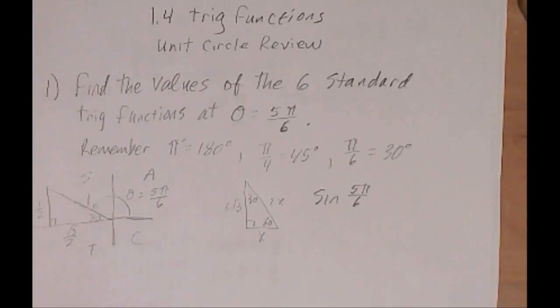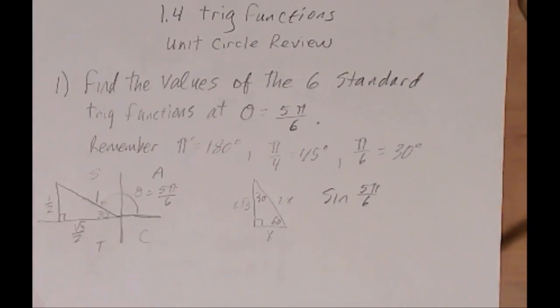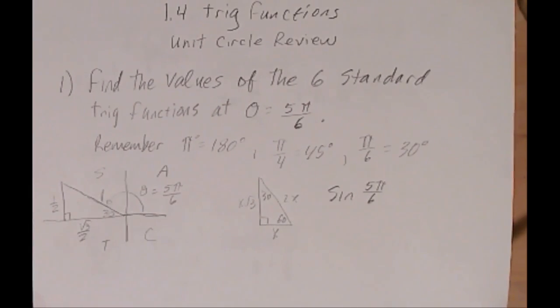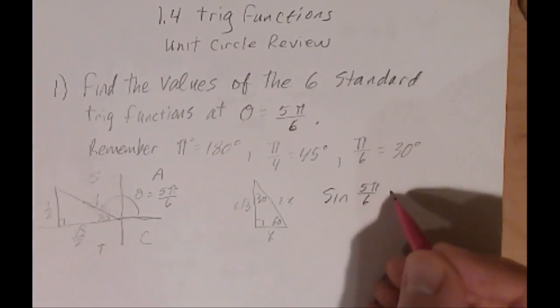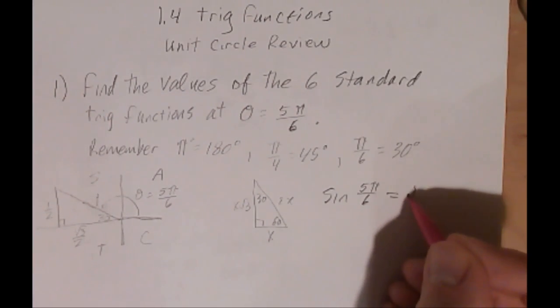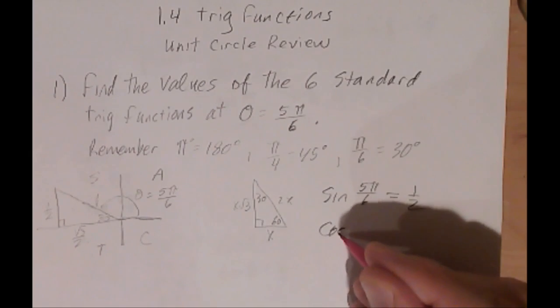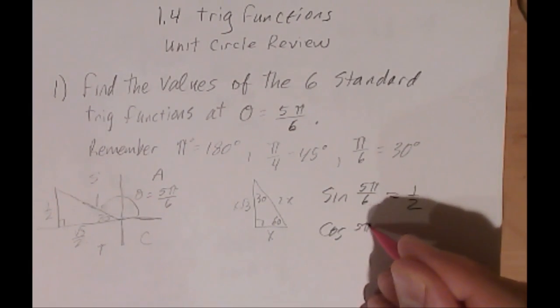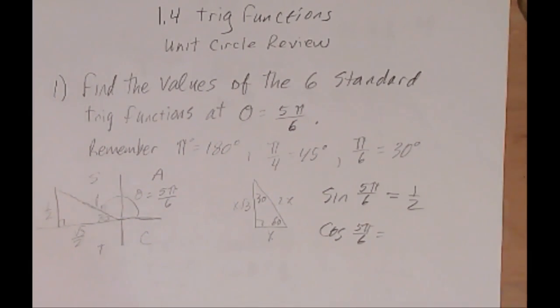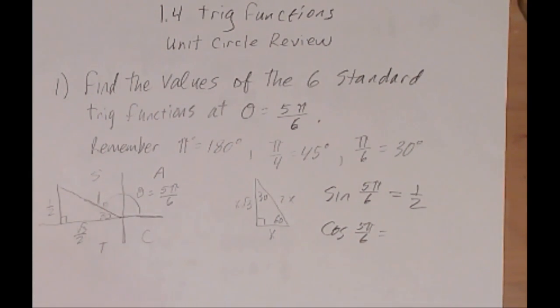And I'm going to say, all right, that's opposite over hypotenuse. That's 1 half divided by 1. 1 half divided by 1 is 1 half. But the sine is positive, so we're good there. So it's 1 half. What about cosine of 5 pi over 6? Well, cosine is adjacent over hypotenuse.